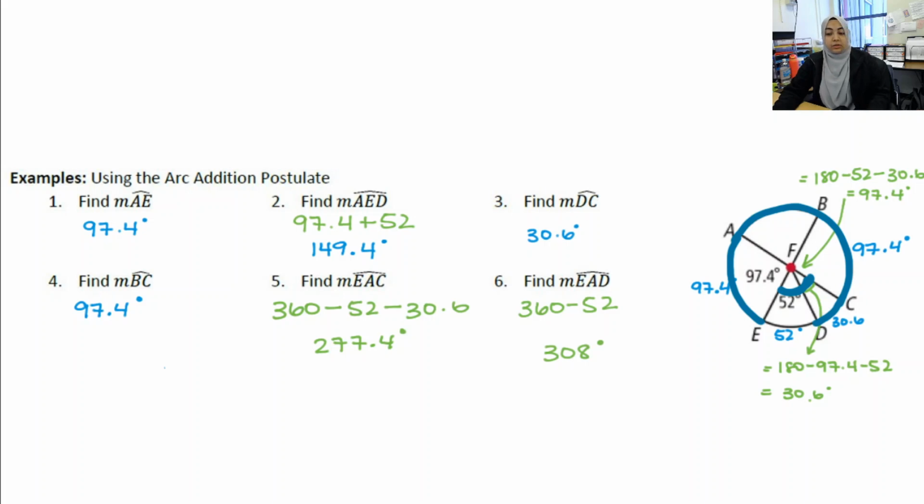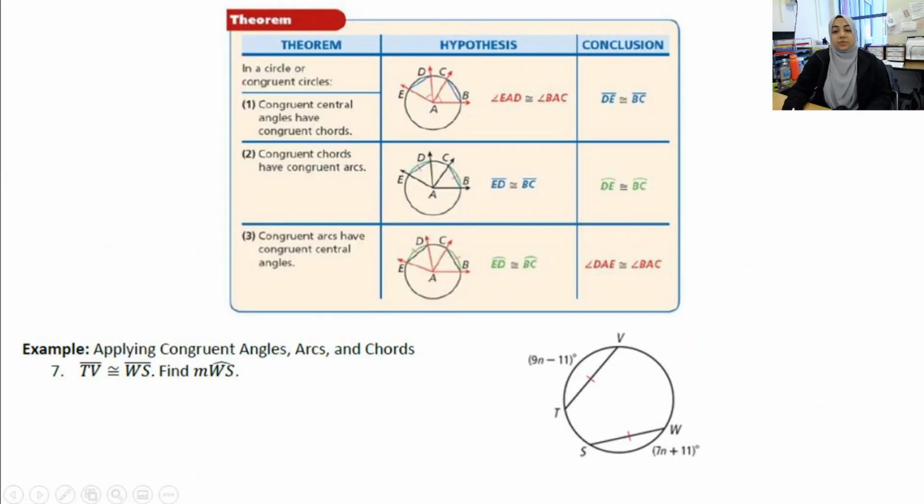All right, now let's do a little bit more. The next set of theorems talks about different parts of different things that are created because of these central angles. So it says in a circle or congruent circles, congruent central angles have congruent chords. So notice in my diagram that this central angle and this central angle are congruent, and I can see that because the markings are the same. If those central angles are congruent, then this chord that's created and this chord that's created are also congruent. That's what that theorem tells us.